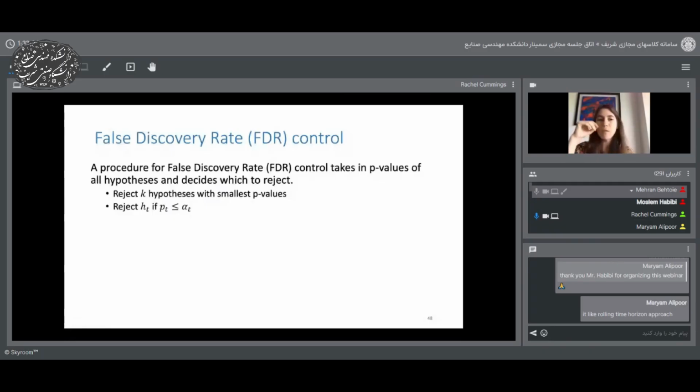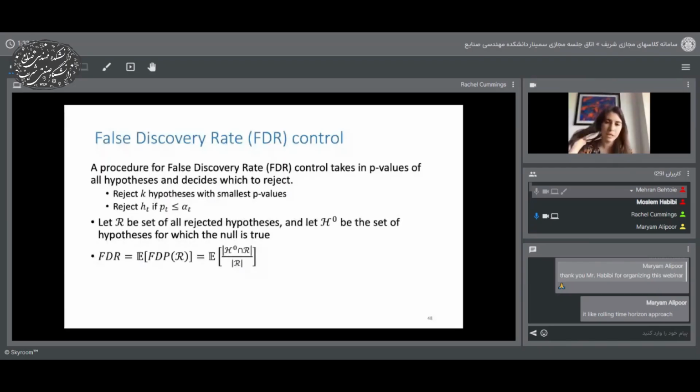And so let's define the metric. So let R be the set of all rejected hypotheses, and let H_0 be the set of hypotheses for which the null is actually true. And of course, you don't know this, but you can compare. So the FDR is the expectation of the number of null hypotheses that are rejected divided by the number of rejections. And so this is basically the fraction of your rejections where the null is true. And so you want this thing to be small, you want it to be close to 0.